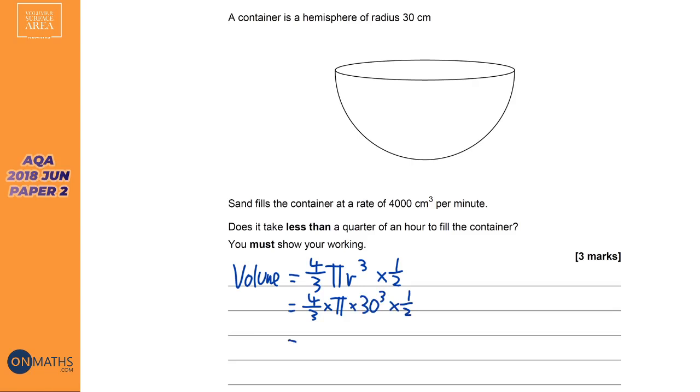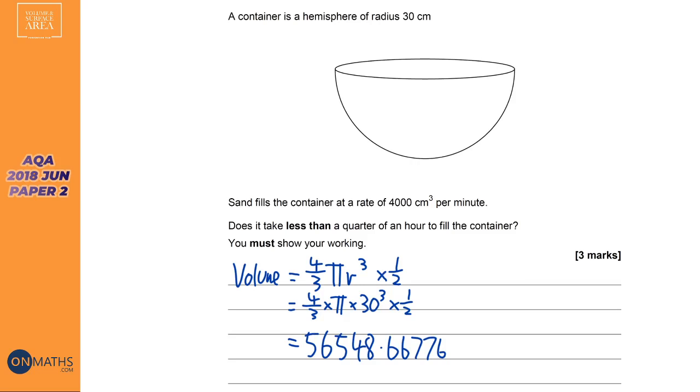And all we're going to do is just type that into our calculator. So I'll press the fraction button, 4/3, and we do 4/3 times pi times 30 to the power of 3, 30 cubed, times half, or times 0.5, and you get the answer of 56,548.66776. Always try and write down as much as you can so that it keeps the accuracy up. Only ever round your answer.